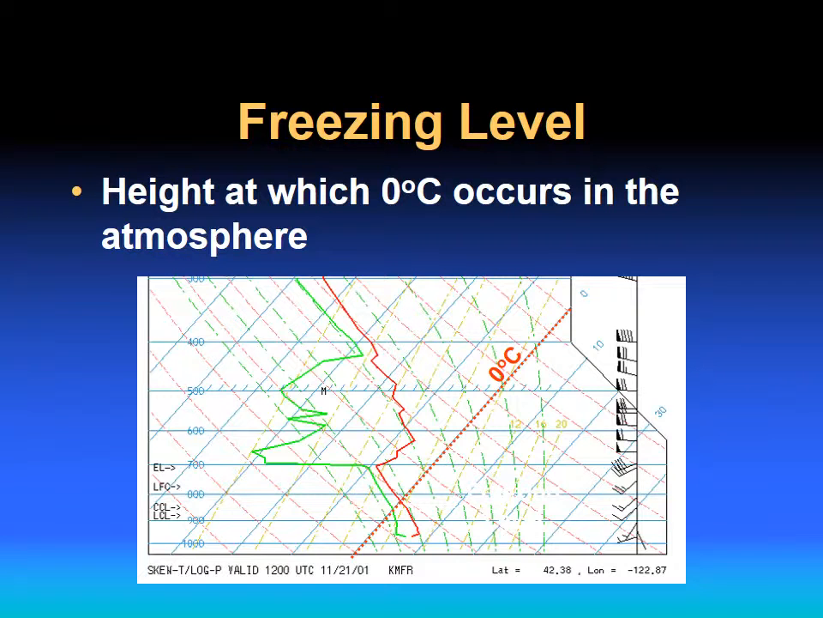So what you can do is look at the 0 degree isotherm and where it crosses the temperature profile as measured by the radiosonde. In this example, you can see 0 degrees Celsius, follow that isotherm down, and it hits the sounding somewhere between 900 and 800 millibars. It's a little bit above 850, and guessing on that, I can probably guess an altitude of about 5,500 feet or something like that, just as a ballpark figure.